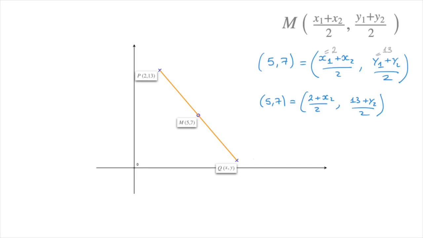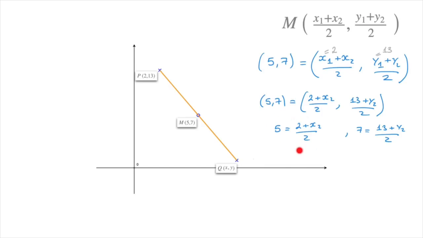That's the y-coordinate. And the trick now is to split this up into two separate equations. Indeed, the left-hand side of this equation will equal the right-hand side if 5 is equal to (2 + x2)/2, and if 7 equals (13 + y2)/2. In other words, there are two equations here. 5 equals (2 + x2)/2, and 7 equals (13 + y2)/2.